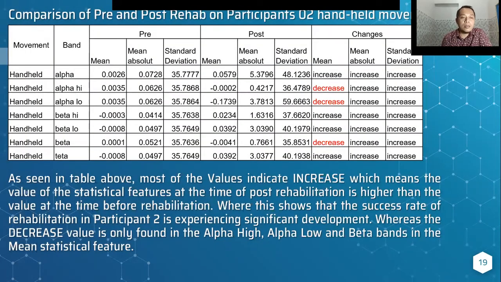And this is the table of participant 2 handheld movement, comparison pre and post rehab. Most of the values indicate an increase, which means the value of the statistical feature at the time of post rehabilitation is higher than before rehabilitation. This shows that the success rate of rehabilitation in participant 2 is experiencing significant development, whereas the decreased values are only found in alpha high, alpha low, and beta bands in the mean statistical feature.